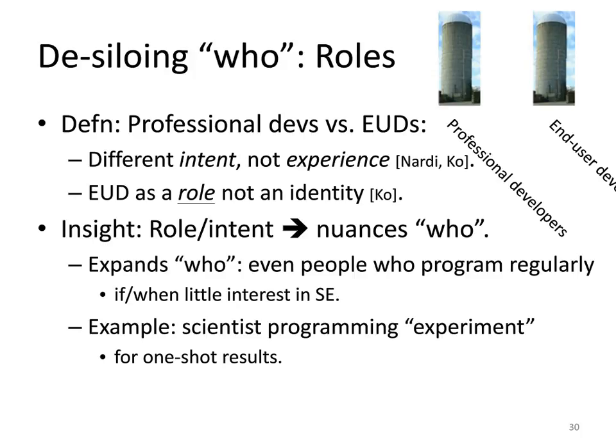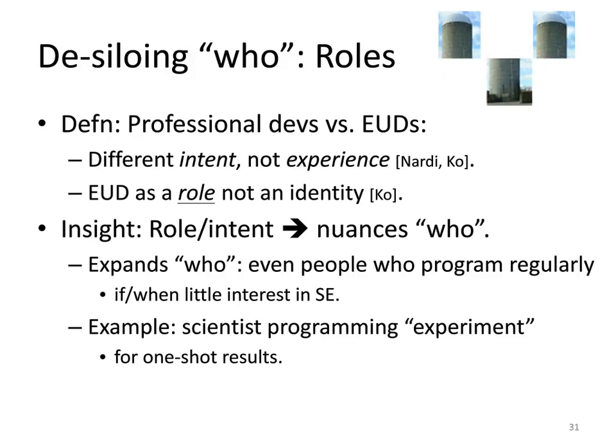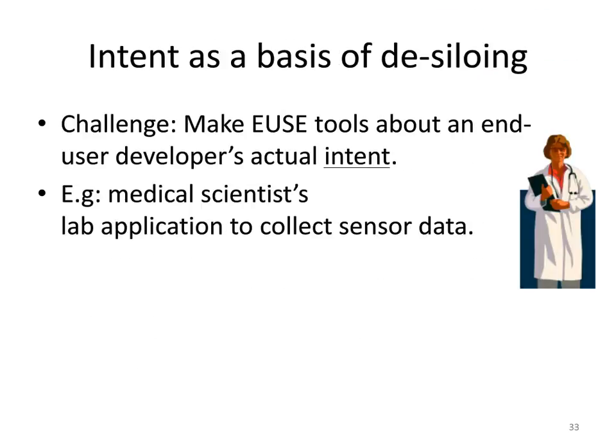So, there's supposed to be this little animation thingy, but it didn't really animate. Anyway, what you can see up there at the top is that we're trying to slice across people and just go with intent to sort of de-silo. So how can we do this? How can we use intent as a basis for de-siloing? The challenge is to make future end-user software engineering tools about the intent and not about the person.